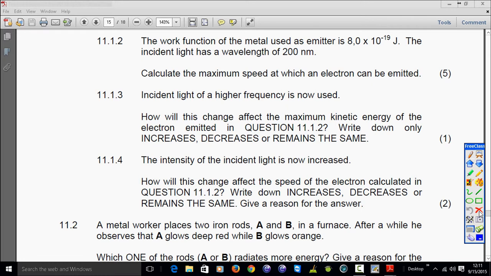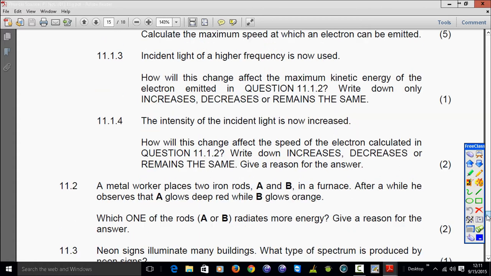The next question then is on the intensity. Now intensity is the brightness with which the light shines, and how will that affect the speed of the electron? Now it is important to remember that intensity can only change how many electrons are released per time. So it will not change the kinetic energy. Remain the same is my answer. And then the reason will be intensity only changes the number of electrons released. Only that.